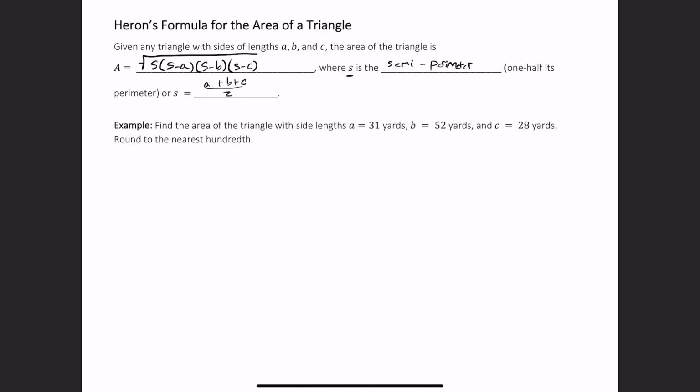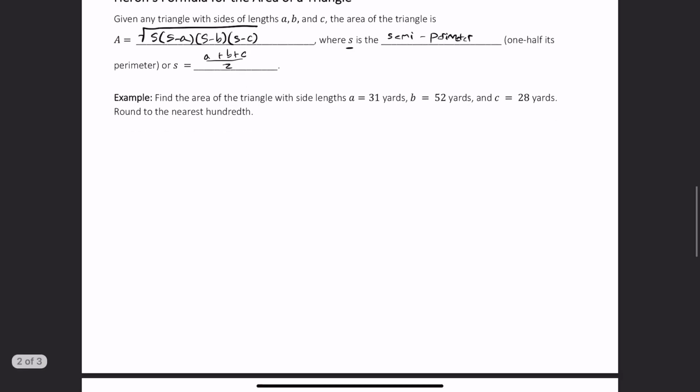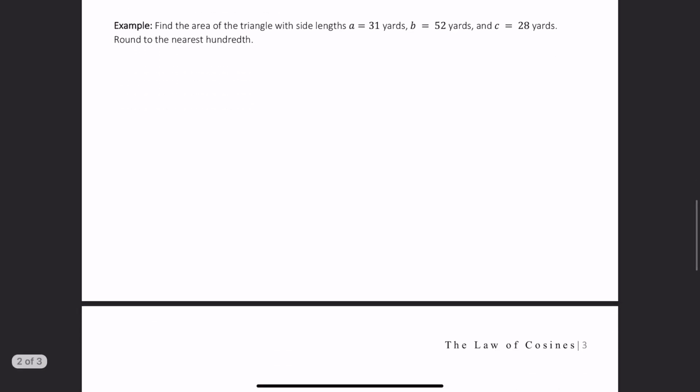Okay, so let's apply this to one example. Find the area of a triangle with side lengths A 31, B is 52, and C is 28. Round to the nearest hundredth. So you see we have no angle here, and we don't need an angle. However, if we were missing a side, well, we would need an angle. So this is straight application.